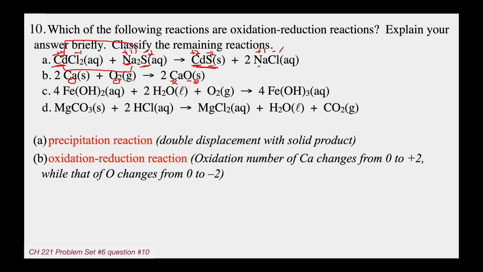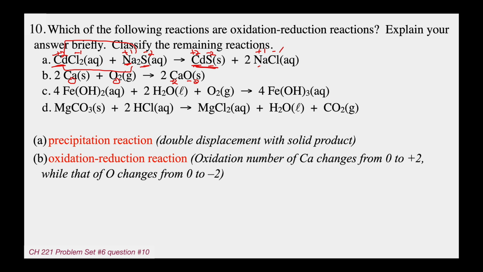Finally, a quick way to do this: if you see an element disappearing into a compound, or a compound being created from an element, those will almost always be redox reactions. And in B, we have calcium, the elemental neutral version, plus oxygen, neutral oxygen, making a compound. So B screams, basically, redox reaction. You can always go back to the oxidation numbers, but it's also good to do that.